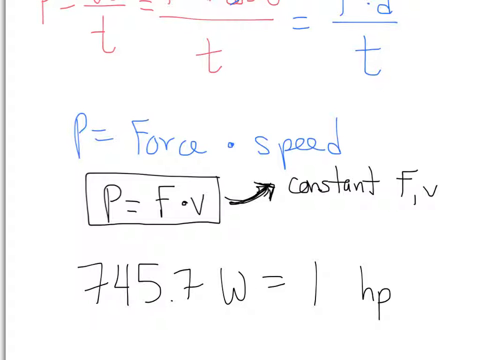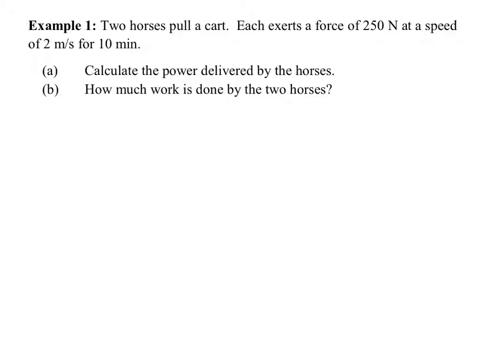All right? So let's look at the first example. Two horses pull a cart. Each exerts a force of 250 newtons at a speed of 2 meters per second for 10 minutes. Calculate the power delivered by the horses. How much work is done by the two?